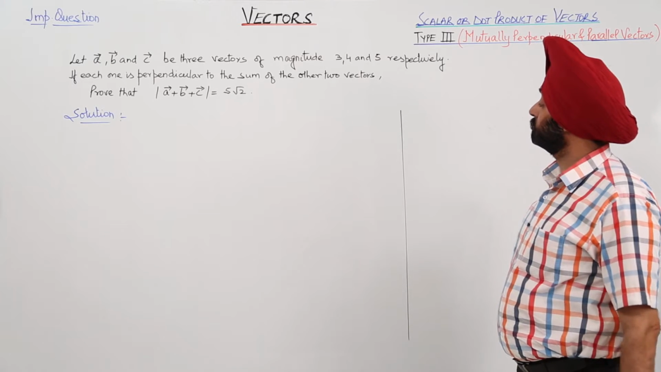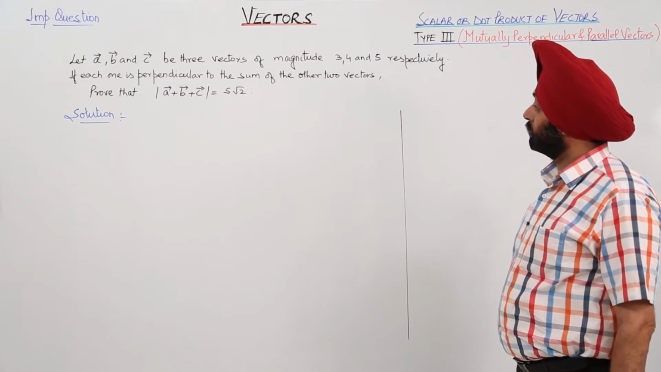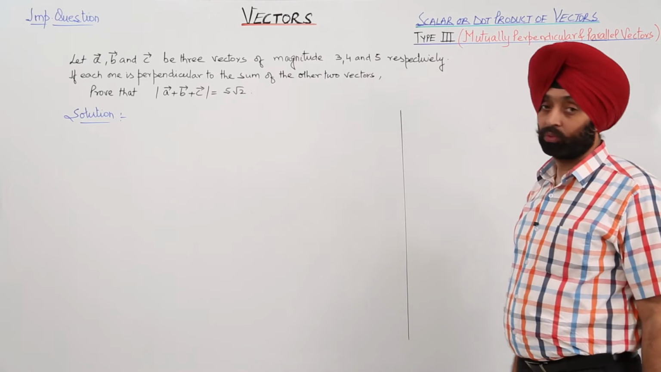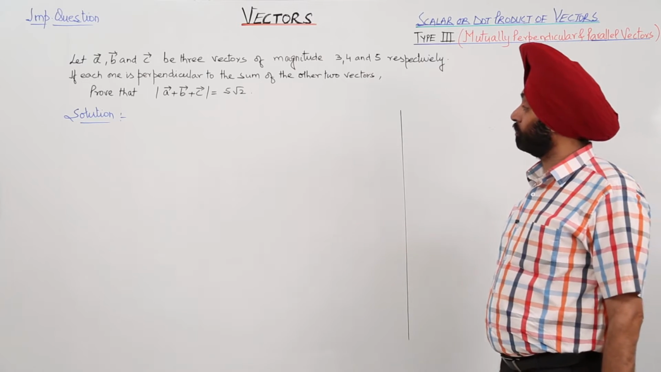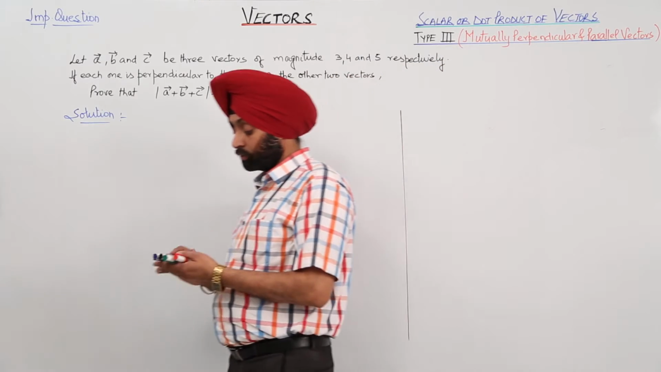In this question, we are given 3 vectors with their magnitudes and each one is perpendicular to the sum of the other 2 vectors, and we have to prove that the magnitude of vector A plus vector B plus vector C is equal to 5 root 2.